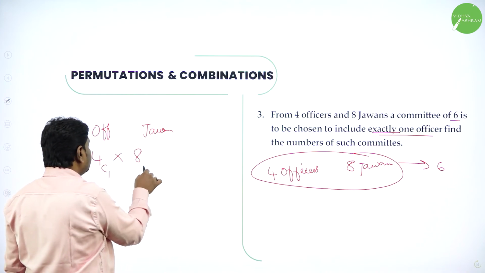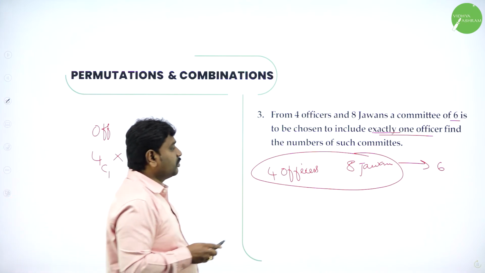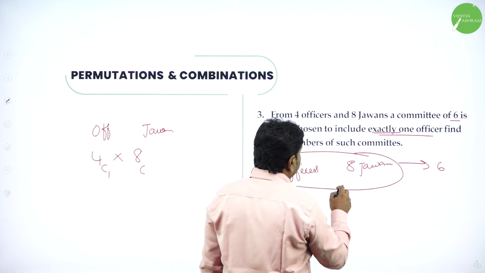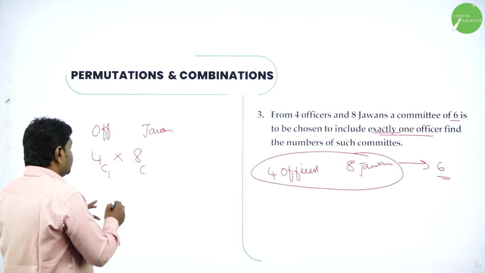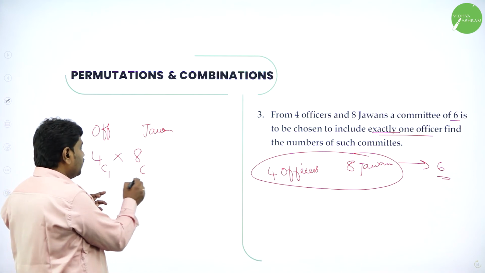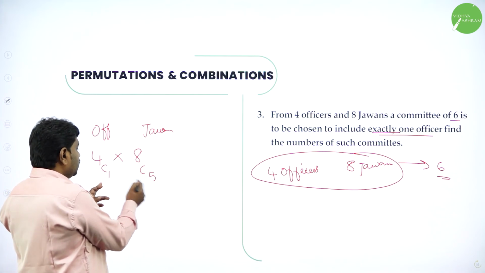How many jawans you should select? You have to select the number of jawans depending on what is required. Total 6 you need. In 6 you already selected 1. Now 5 more members are needed. So you will select 5 jawans.